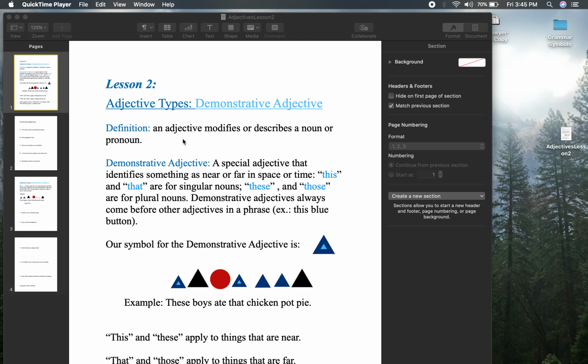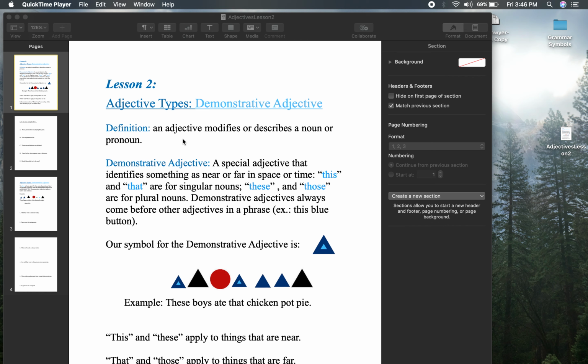A demonstrative adjective is a special adjective that identifies something as near or far in space or time. This and that are for singular nouns. These and those are for plural nouns. Demonstrative adjectives always come before other adjectives in a phrase. So for example, this blue button. So they are always going to be the first adjective in a phrase with other adjectives.